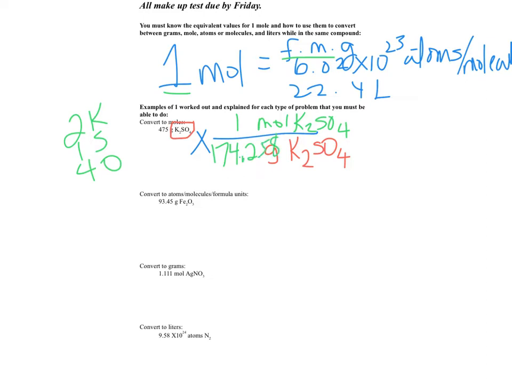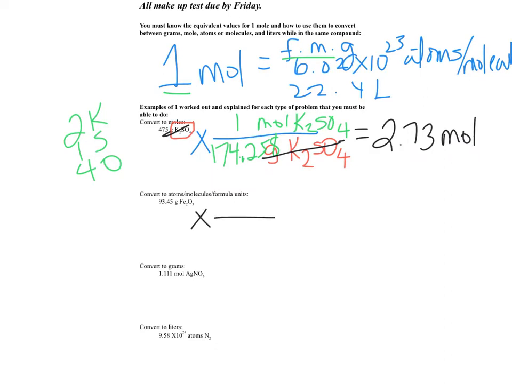So now you're ready to do your calculation. The grams of K2SO4 is divided by grams of K2SO4 on the bottom to cancel it out. So your answer should have the unit that's on the top in your answer. The math in your calculator is 475 divided by 174.258. You should be getting the answer of 2.73 moles of K2SO4 as your answer.